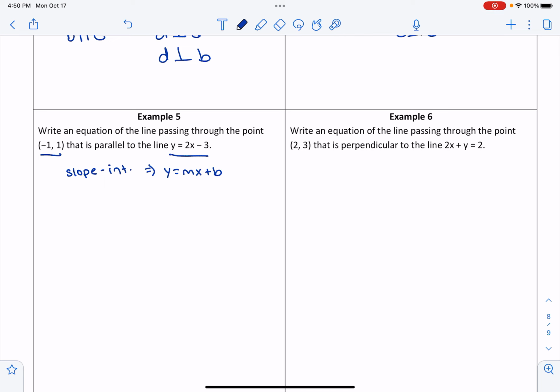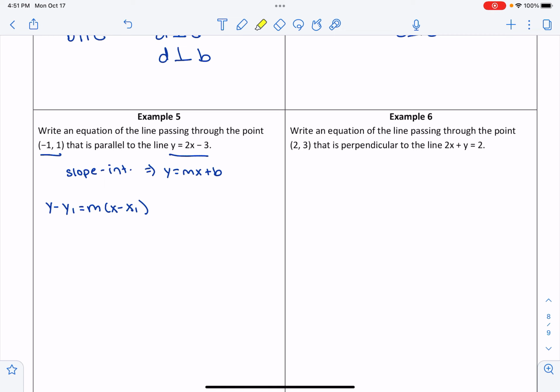Now I'm going to show you how I would do this, but there are other ways to do this too, so we can talk about that on Wednesday when I return. But we're going to first start by putting into our point slope: y minus y1 equals m times x minus x1.